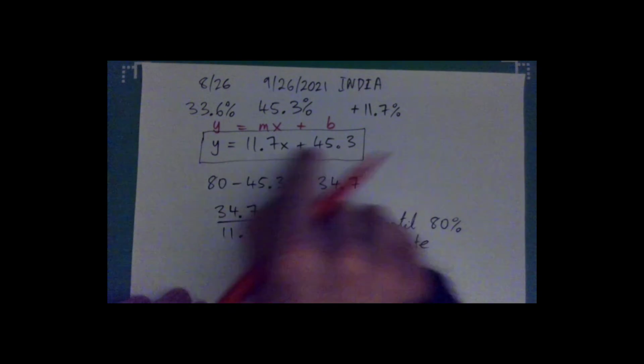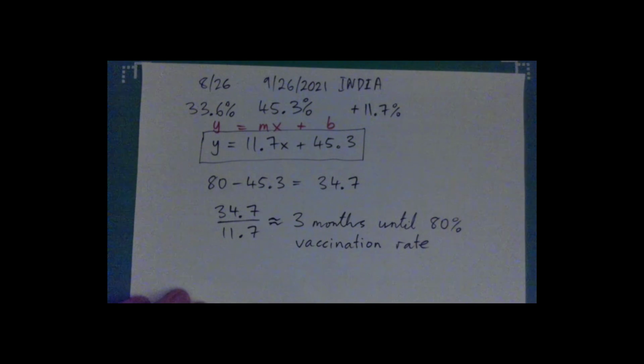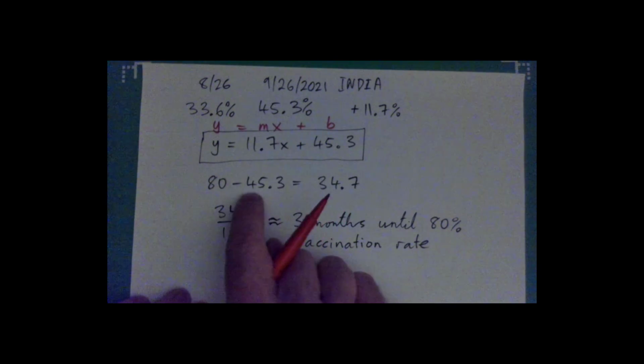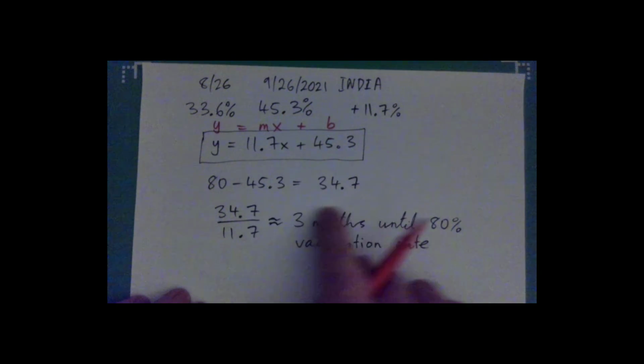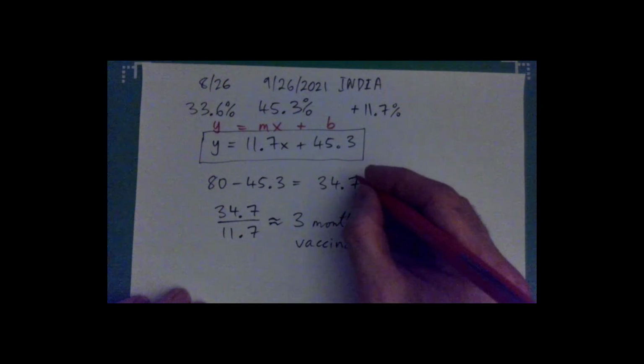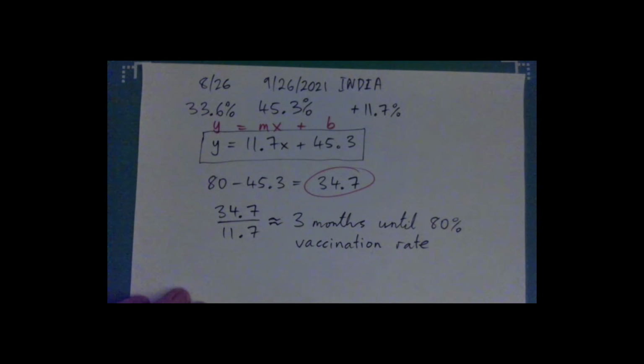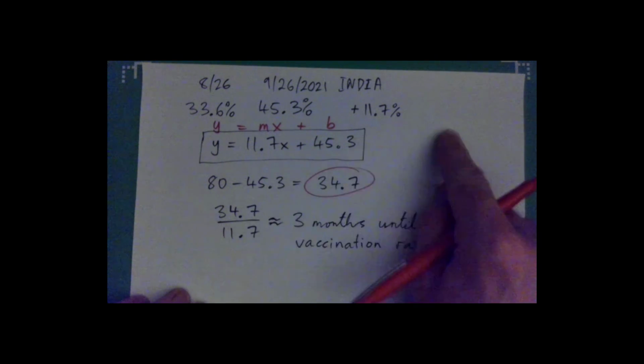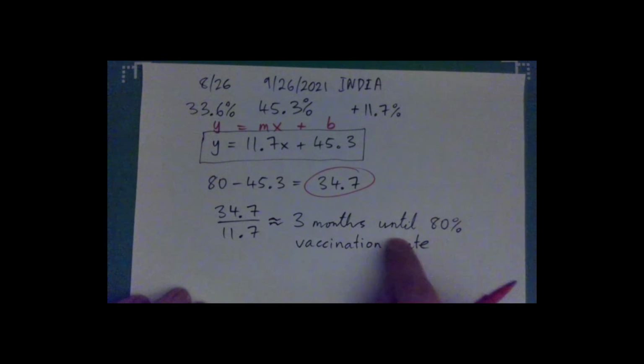And we're going to graph that in a sec. But when do we get to 80%? Well, just go 80 subtract 45.3, where we're at today, to get how much we have left to do. We've got 34.7% left to do, right? Divide that by the growth rate. In this case, it's 11.7, and we get about 3 months. So India in about 3 months will have 80% vaccination rate.